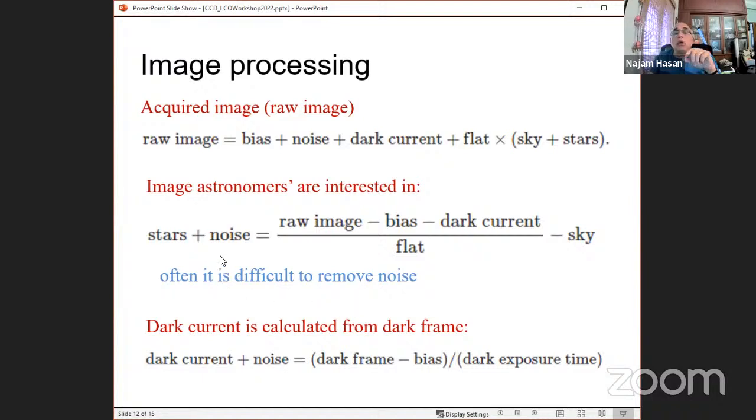And very often it's difficult to remove the noise. So if you take multiple exposures, then the noise, because it's random, you can stack them up and then you can minimize the noise in it. So dark currents are calculated from dark frames in the following way. So I'm putting noise all through. So you have dark frames minus the bias, and then you divide it by the dark exposure time.